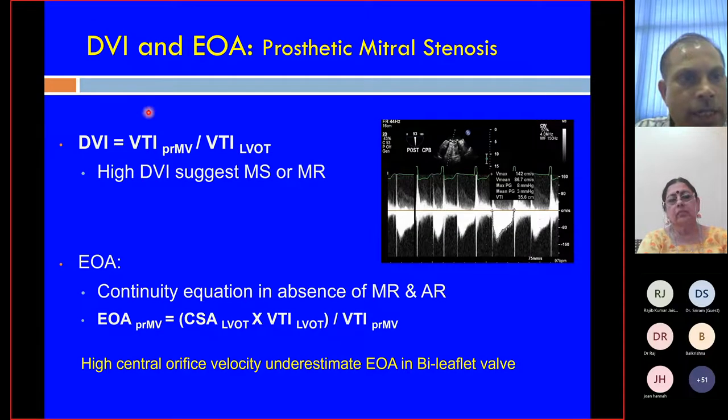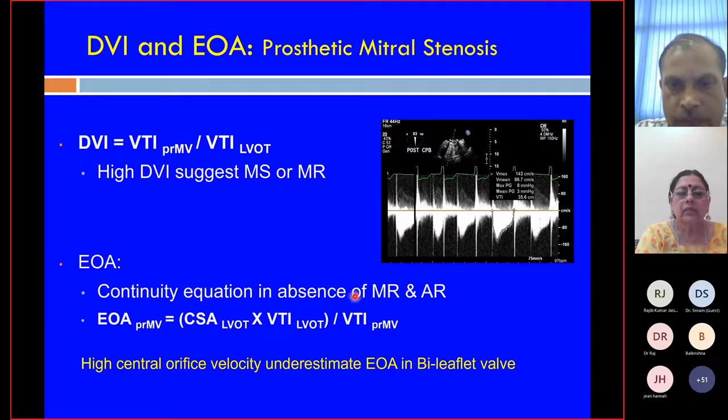So the dimensionless velocity index can be measured. This is a ratio of the VTI across the prosthetic valve to the VTI across the LVOT. Normally it is less than 2.2. If it is more than 2.5, that suggests a stenosis in the prosthesis. Similarly, you can measure the effective orifice area by the continuity equation.